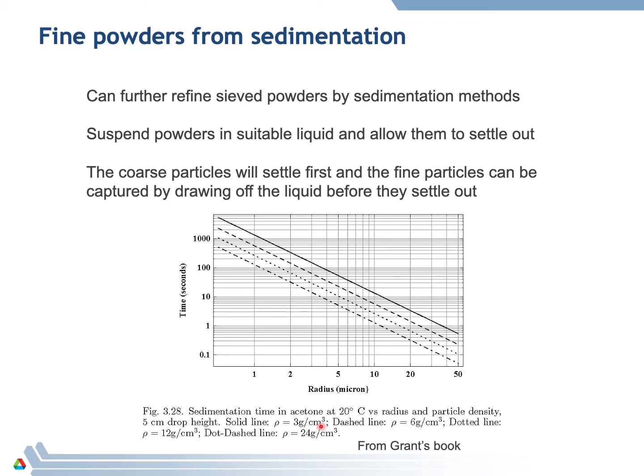So this just shows a sedimentation time for a particular case of acetone and this density of particles. You can see that if we want to get a few micron particle size, maybe 1 or 2 microns, they would take of order 100 seconds before they would settle out, whereas the larger particles are at less than 1 second. So by just suspending the particles in the liquid and waiting maybe 30 seconds or so, you could get quite fine particles in the liquid and draw that out. So that's a nice method for getting fine particles. It is a little tricky and can't be used for everything.